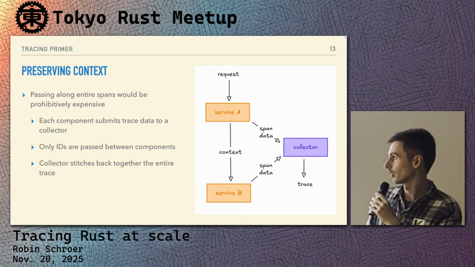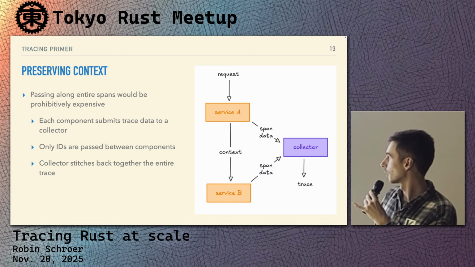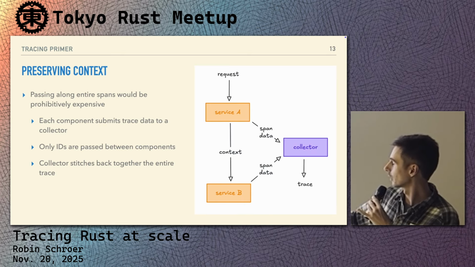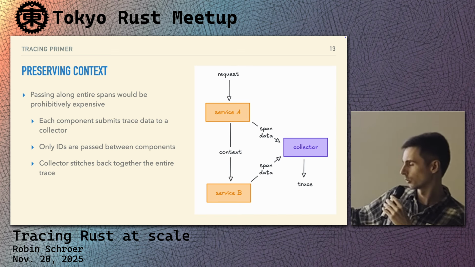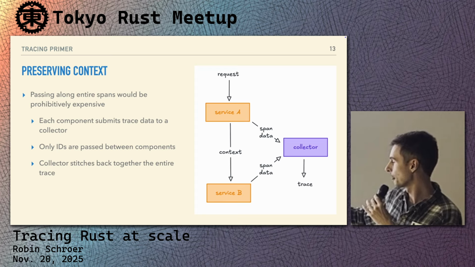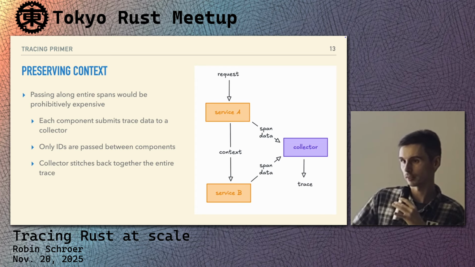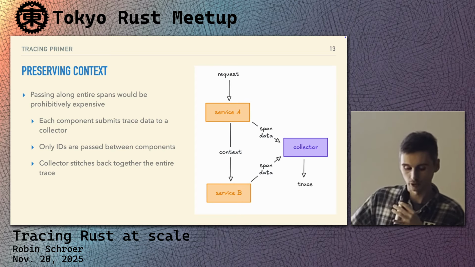So instead what we send along is just some identifiers, and we submit the span data individually from the different components. So if you look at this graphic I made, you can see we have a request coming to service A, it sends some span data to a collector, it sends some context, which is mostly IDs, to service B, and service B independently submits its span data. And because they both agreed on a trace ID, the collector can then stitch back together all the spans into one trace. And that's how you get the complete trace that spans several services.